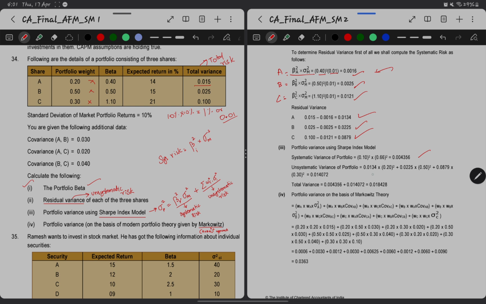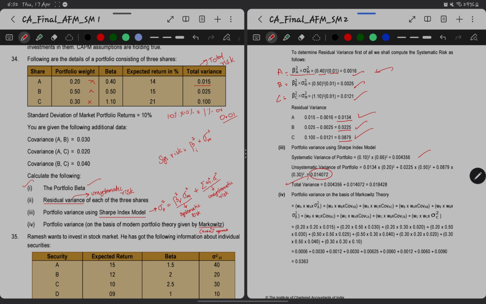Let's say in case of stock A it is 0.134 multiplied by the portfolio weight 0.4 square, the portfolio weight square of A. Same way 0.025 multiplied by 0.5 square, then 0.0879 multiplied by 0.3 square will give us the unsystematic portion, which is nothing but 0.014072. This is the unsystematic portion of the portfolio, and plus the systematic portion, if we add up we'll get the total variance. So total portfolio variance using the Sharpe model.